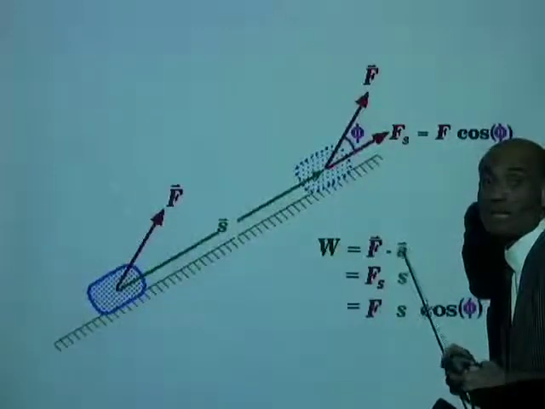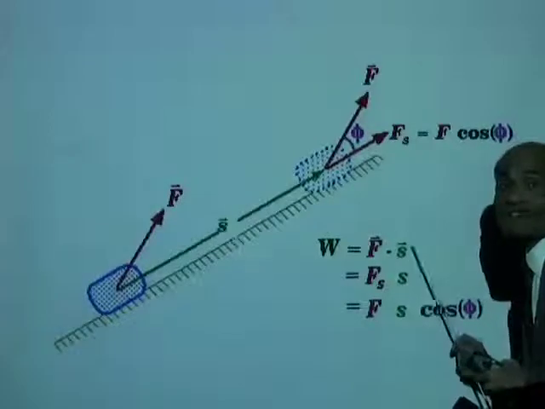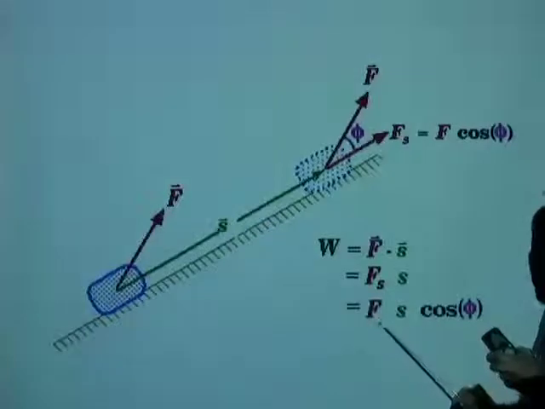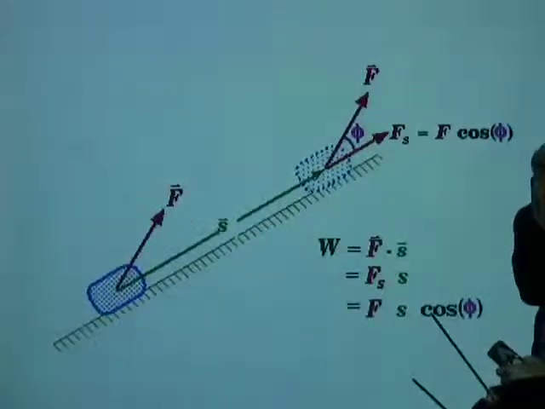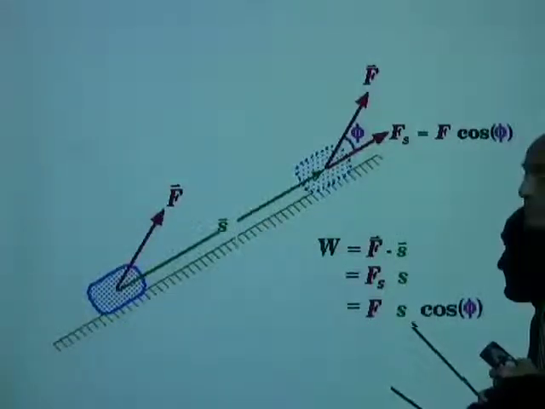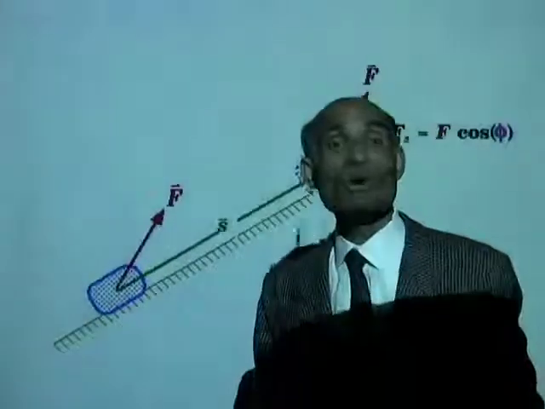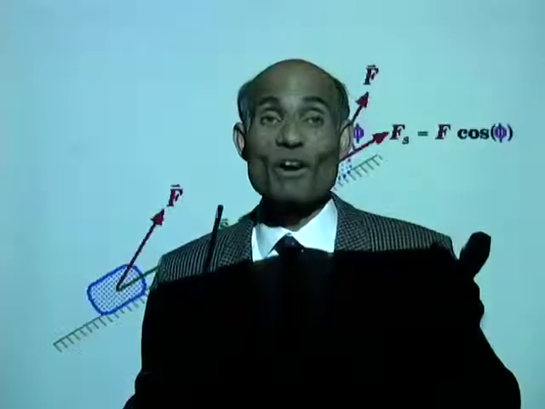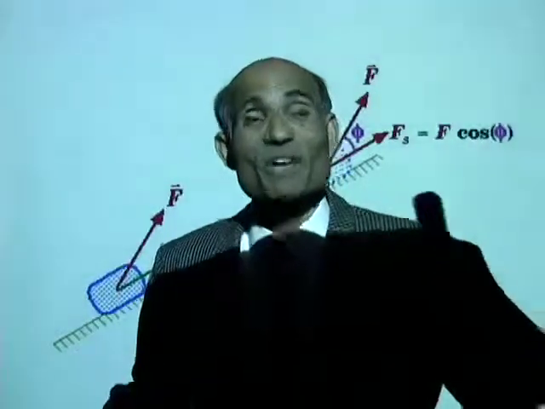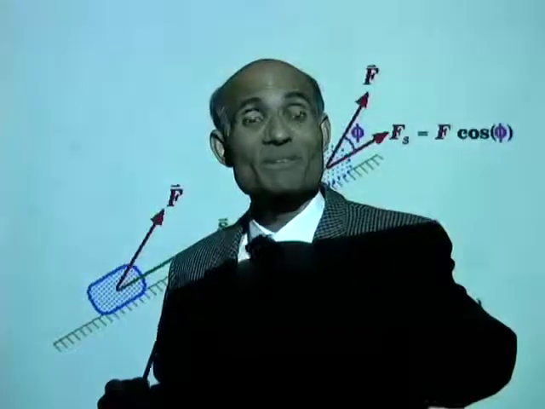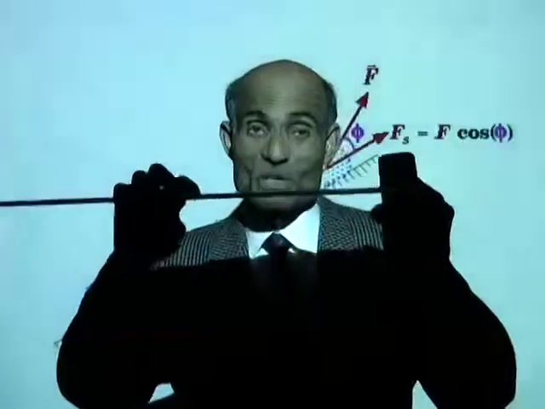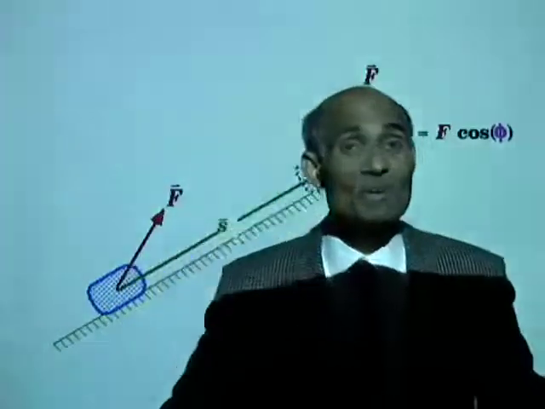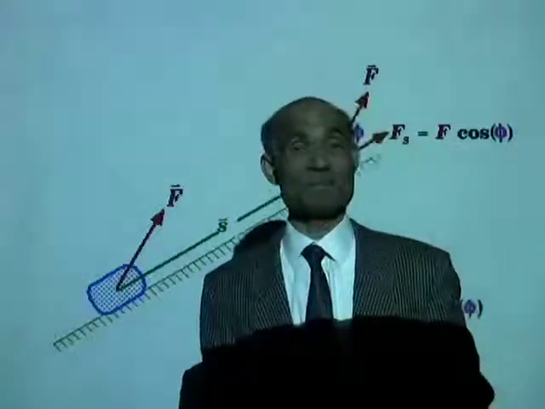What does that mean? It means it is S times the component of F in the direction of S. It is F times S cos phi. That means work done by a force is the dot product of the force vector and the displacement vector. It is the product of the displacement and the component of the force in the direction of displacement. That's what it means.